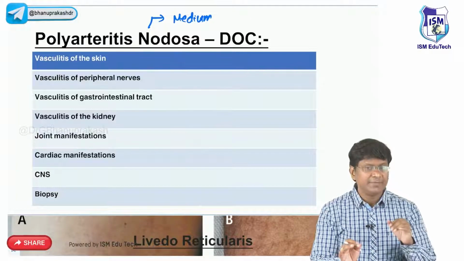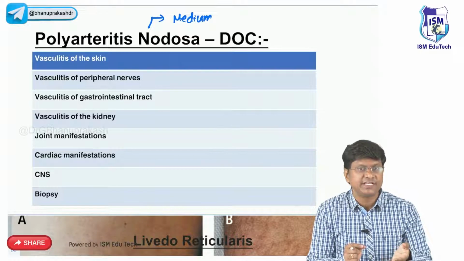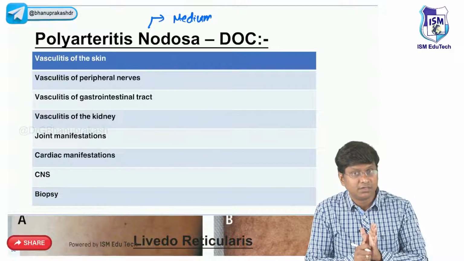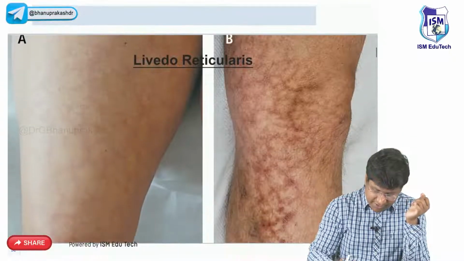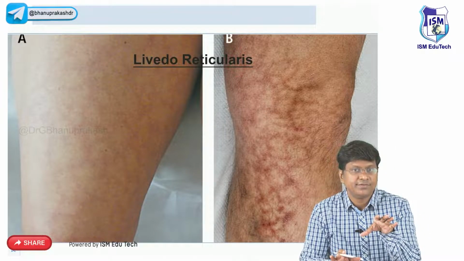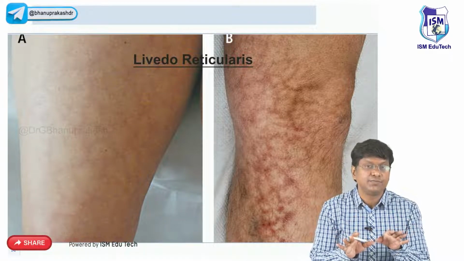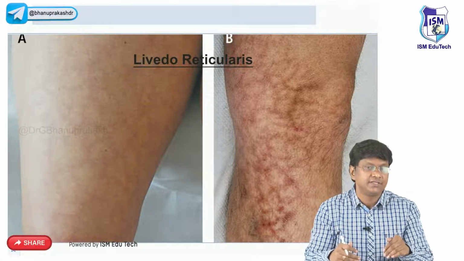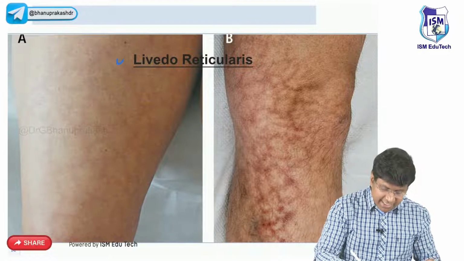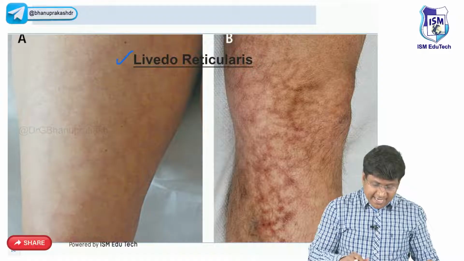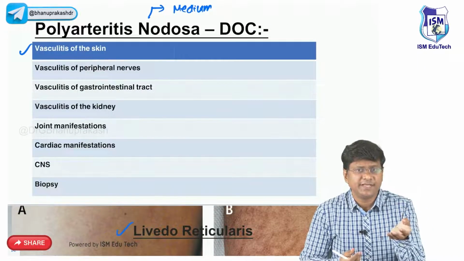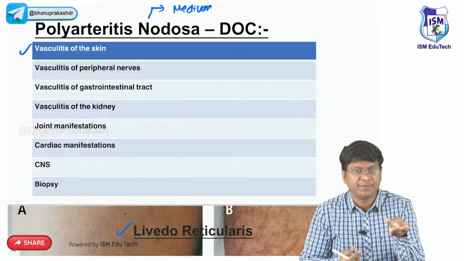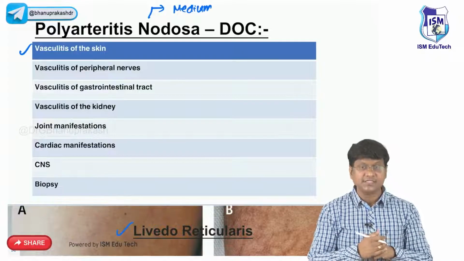Now, the cutaneous manifestation in polyarteritis nodosa is livedo reticularis. What exactly is livedo reticularis? That is the lacy distribution of the cutaneous blood vessels, mainly within the lower limbs or buttocks. The other cutaneous manifestations could be in the form of nodules, papules, and even ulcer formation.